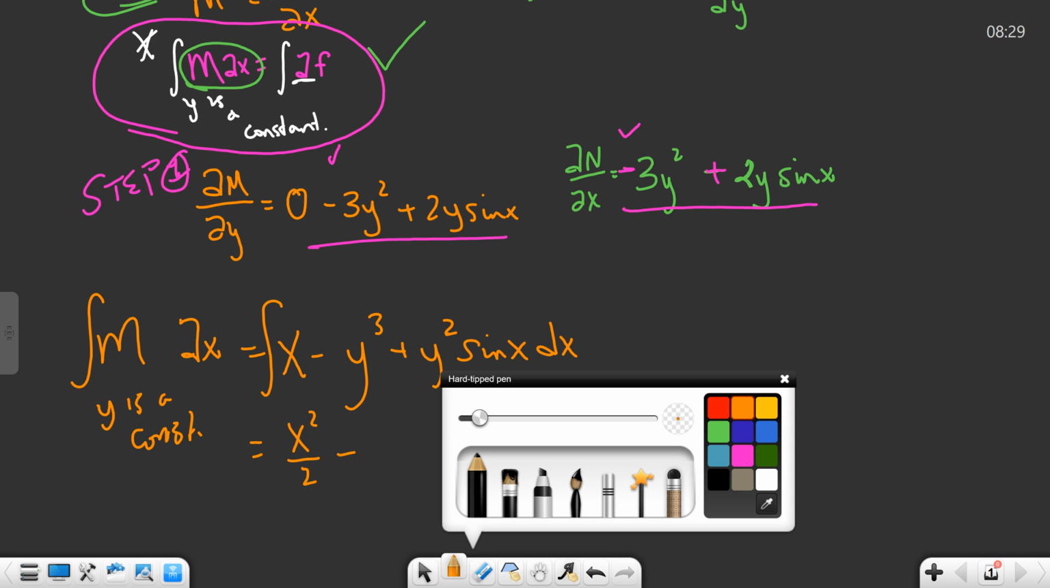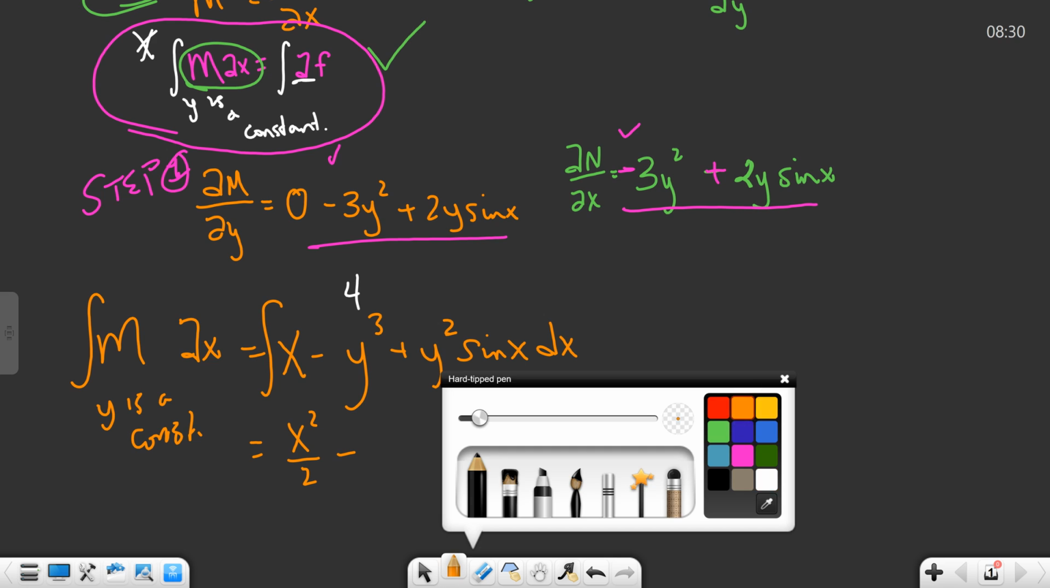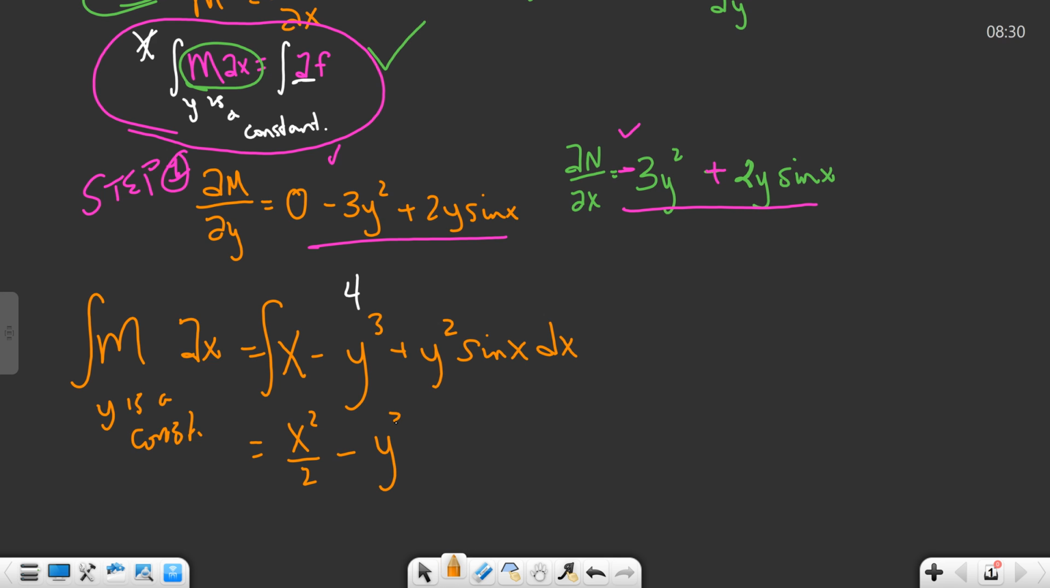Let's just pretend for a second that instead of having y cubed, we've got 4. Well, what is the antiderivative of 4 dx? Well, that would be 4x. Except we don't have 4, we've got y cubed. So the antiderivative of y cubed is going to be y cubed x. Remember, we're thinking of y cubed as though it were a constant.